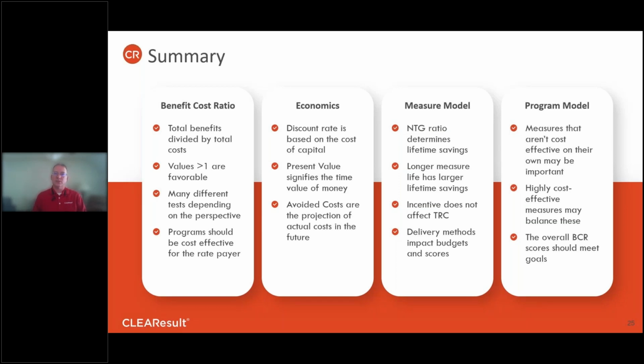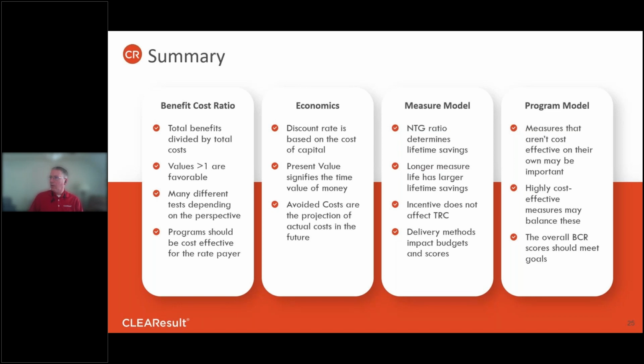then our scores aren't going to be as good as if we just do an at-the-register rebate. Cost sharing with our other utility could affect those scores as well. And then we just briefly brought up the program model and talked about including those low score measures in a larger portfolio and having to balance those out to make sure that the portfolio is good.